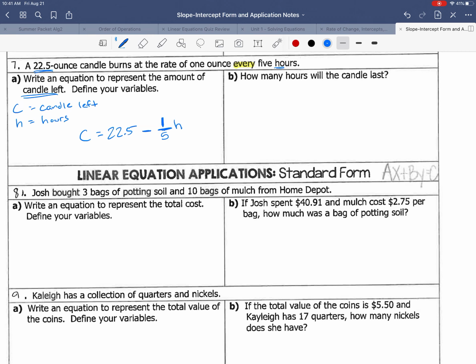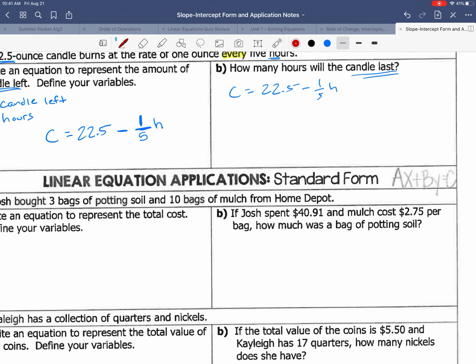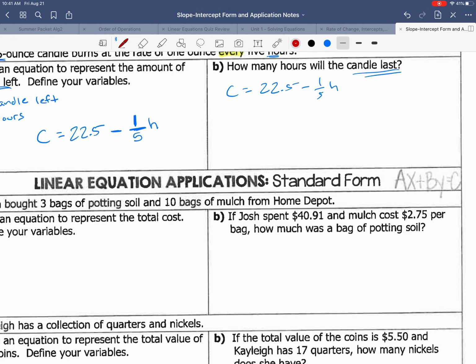Again, we're going to plug in. It says, how many hours will the candle last? Well, if the candle's all gone, then the candle left, my C, would be 0. So I'm going to take my equation, C equals 22.5 minus 1 over 5H. And I'm just going to plug a 0 in for C, because I want to know when it's going to be gone. If it's gone, there's going to be 0 candle left.